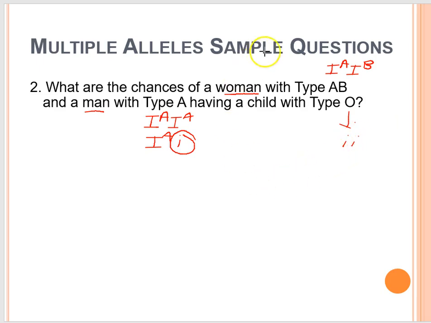Okay? And then somehow they still come up with a type O child. Something happened. Mailman was there a little too long. Yes, sir.